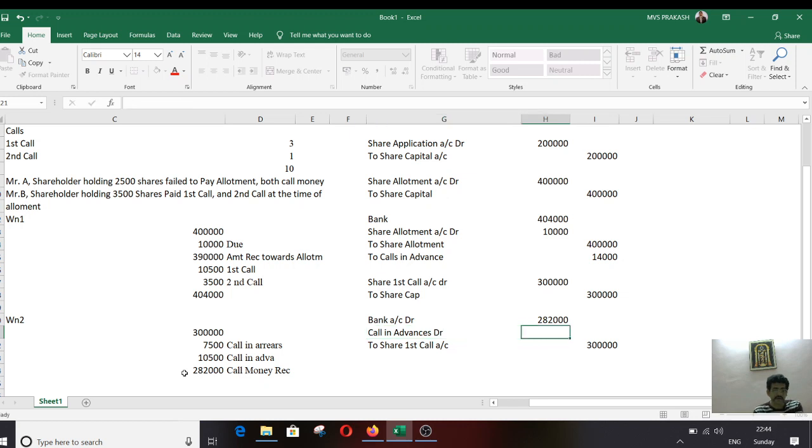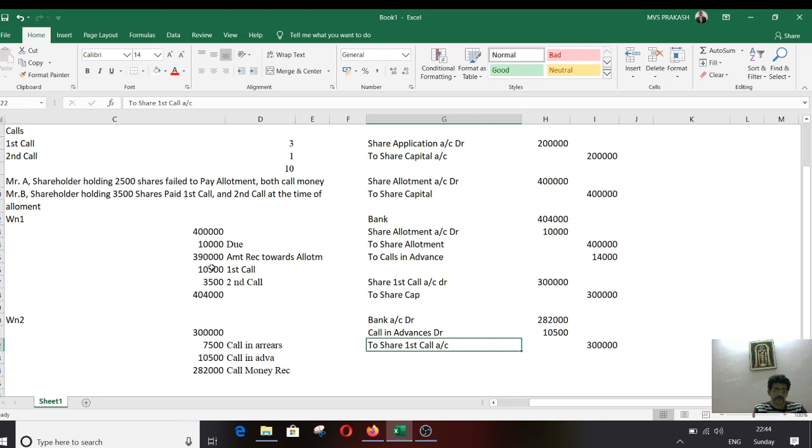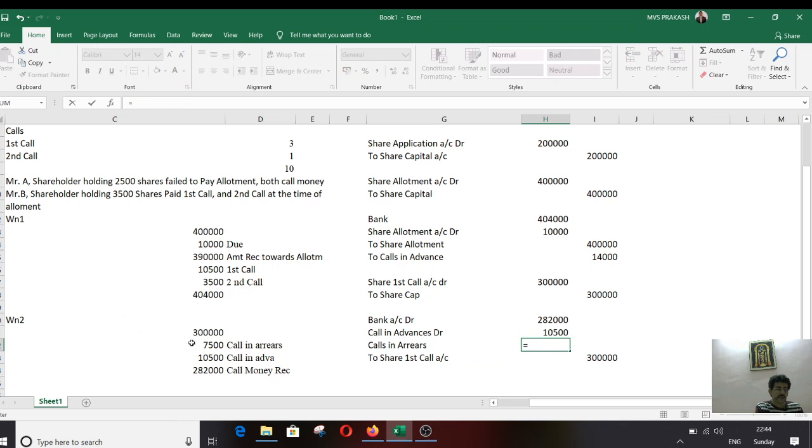So what I will do? I will debit my calls in advance with what? In terms of your first call. So 10,500. Now you are supposed to receive 3 lakhs, but what is the total coming to? 2,90,500. Means there is also something called as calls in arrears. I am supposed to receive 7,500, but I had not received 7,500. So I will call this calls in arrears account will be debited.